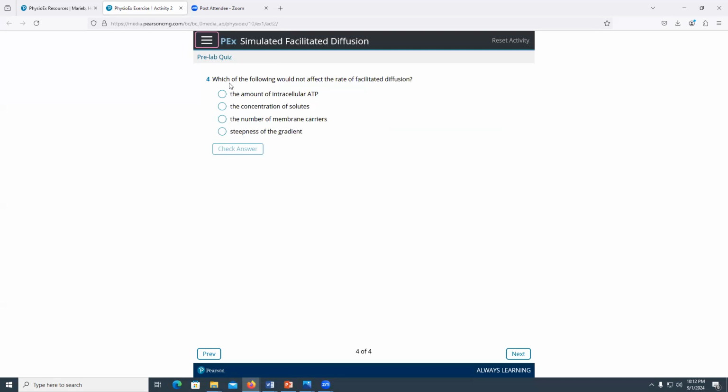Which of the following would not affect the rate of facilitated diffusion? The amount of intracellular ATP. It does not use ATP. It is a natural process that is reliant on kinetic energy. Kinetic energy equals half mv squared. So we have a mass, and the solutes bumping into each other have energy that propels them to move down the concentration gradient, away from the stress of this kinetic energy and bumping into each other.